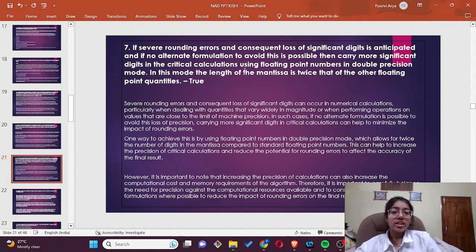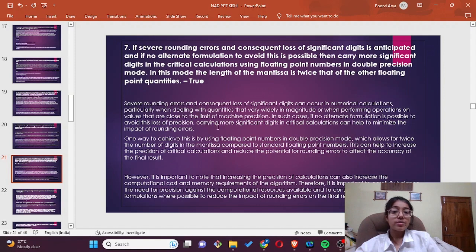If severe rounding errors and consequent loss of significant digits are anticipated and no alternate formulation to avoid this is possible, then carry more significant digits in the critical calculation using floating point numbers in double precision mode. In this mode, the length of the mantissa is twice that of the other floating point quantities. This is a true statement.